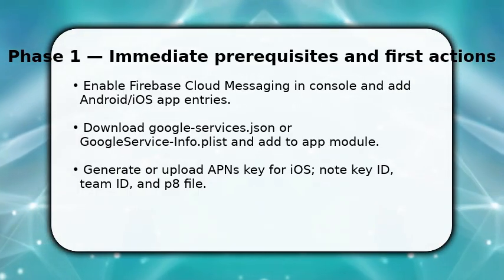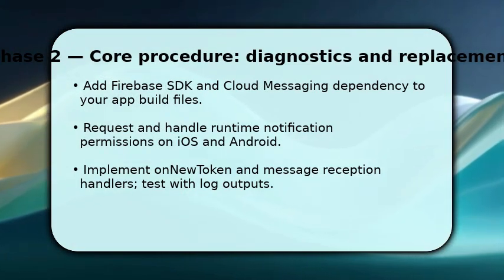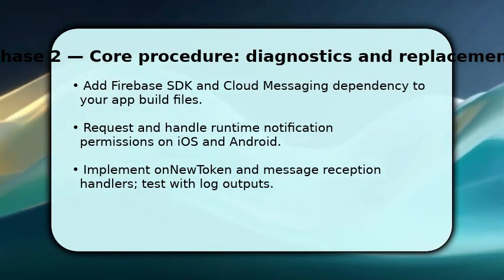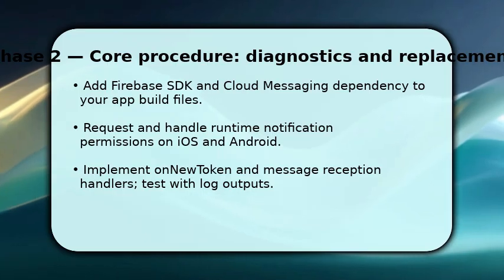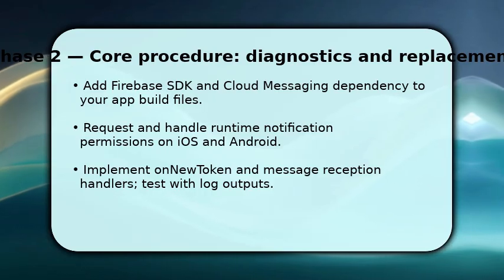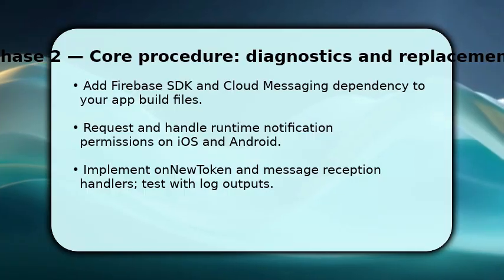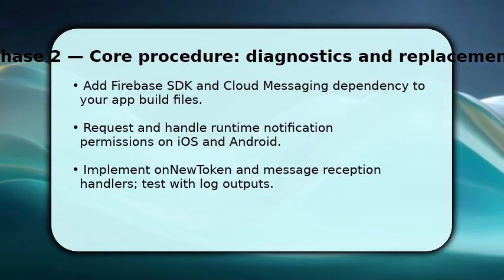Next, implement the messaging code inside your app so it can receive and display notifications. Add the Firebase messaging SDK and any platform-specific dependencies, then request runtime notification permissions on iOS and modern Android. Without permission, messages won't display.